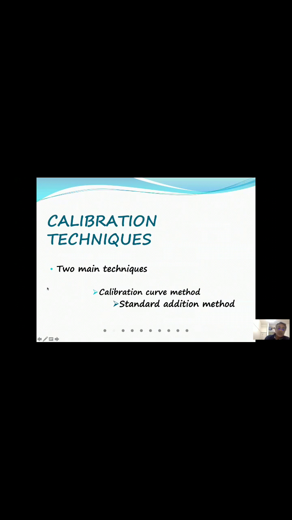So calibration we usually do by a simple method. As I said, A is directly proportional to the concentration. For that, we use the calibration curve method or the standard addition method. These two are basically how we do analysis in analytical chemistry, based on calibration. Sometimes they also call it the standard dilution method, but the standard dilution method is not that common. The calibration curve is very common.